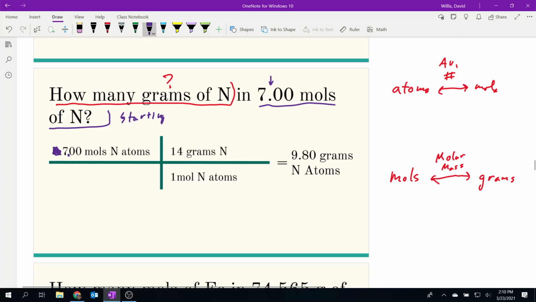7 moles times 14 grams per mole, so that my moles of nitrogen divide away. 7 times 14 is 98, because we had that little mistake in the graphic. Questions about that? We're feeling good in the neighborhood?